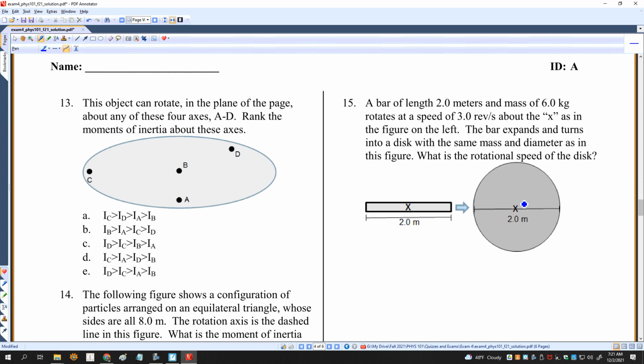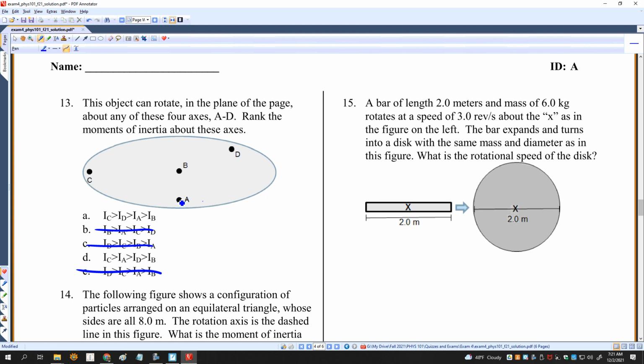Okay, this object can rotate in the plane of the page. Rank the moments of inertia. Well, this one's going to have the smallest moment of inertia, so I can get rid of these two because the radii to all the extremities are their smallest at that point. And this one is going to have the biggest moment of inertia because they have big radii out to all the masses, so I can get rid of that one. So then I just need to distinguish between A and D.